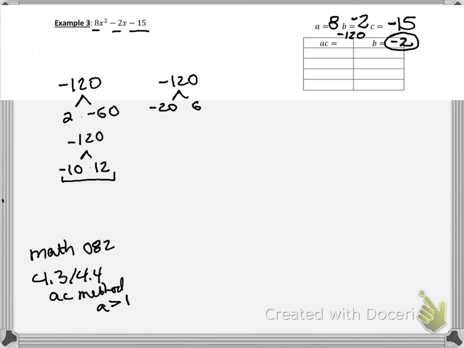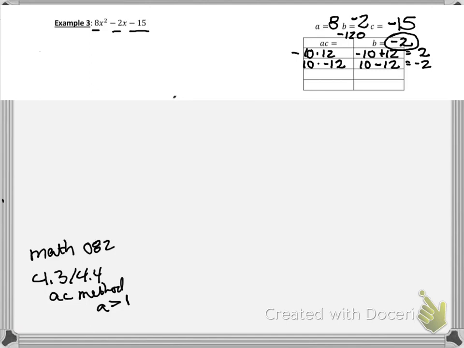So let's try -10 times 12. That gives us -120. How about -10 plus 12? What does that give us? Well, that gives us +2. So when that happens, that just means that we need to switch our signs. So then I have +10 minus 12, and that gives me -2. So you can go back and erase those. So again, this is not going to work. This guy is going to work.